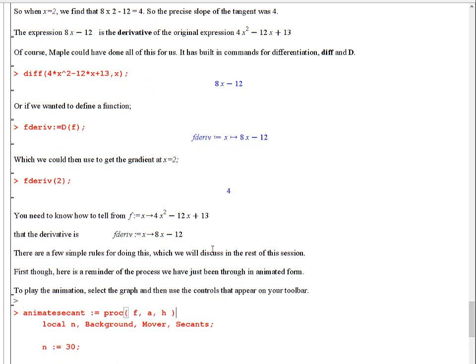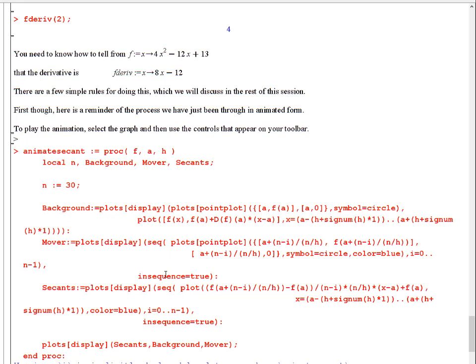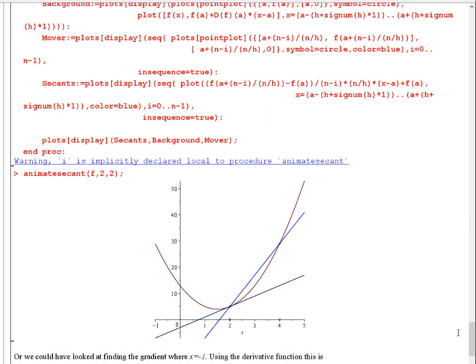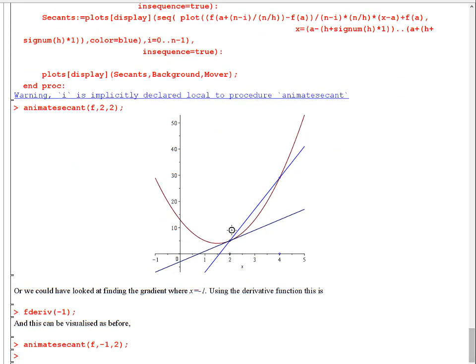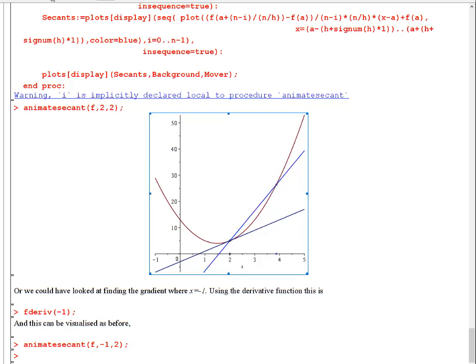There are a few simple rules for doing this, so if you have not followed all these details above, that's fine. The next part is the part you really must know how to do, just applying simple rules, and it's a lot simpler. So we'll go on to that in the next video, but here is just a reminder of the process. So we've got this, and you click on this and there you get some commands where you can just play it. So it gets smaller and smaller, and then we get to this point here.